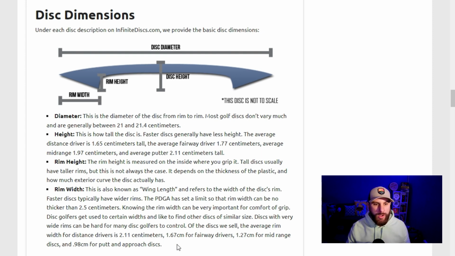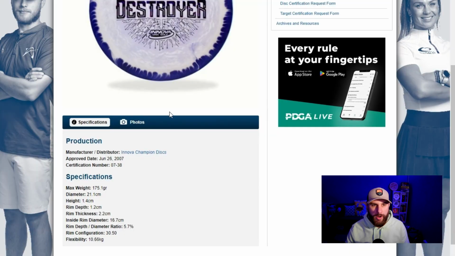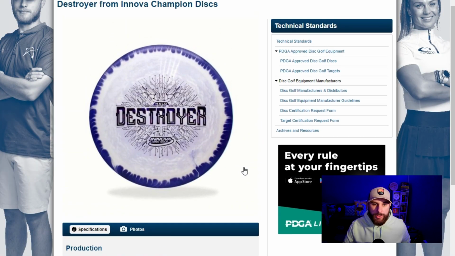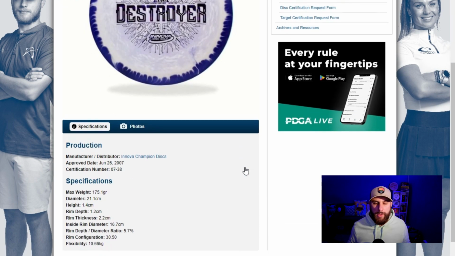So we are going to take a look at the Destroyer for today. That is a disc that a lot of people know about. So let's take a look at the specifications of the Destroyer, and we're also going to compare it to a new driver that just came out, which is another 12-speed, the Time-Lapse. So let's just take a look at these numbers, and then we'll have them side by side and compare the 2.